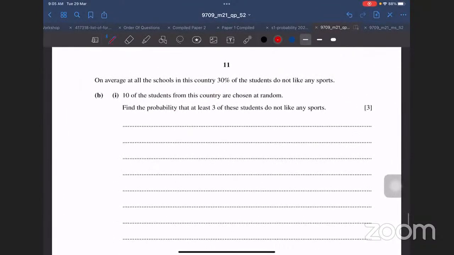Then it says on average, out of all schools in the country, 30% of the students do not like any sports. Okay. 10 of the students from the country are chosen. Find the probability that at least 3 of them. This is a question on binomial distributions. I have a probability of success, which is 0.3. And when I say at least 3, I'm trying to find this probability. How can I calculate at least 3? By subtracting 0, 1, and 2 from 1.